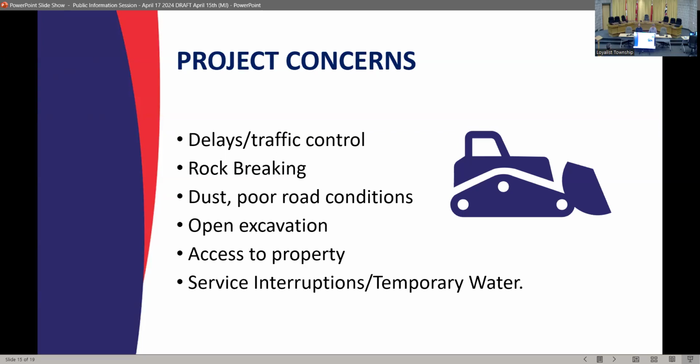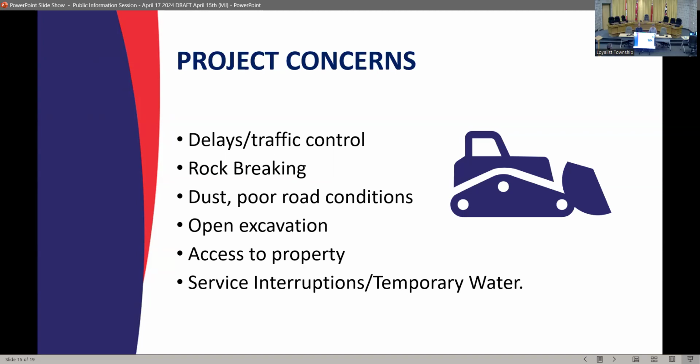Access to your property. So the contractor is required to maintain access to all driveways. However, there are some circumstances where perhaps for one night you might be asked to just park on the side of the road. If this is to happen, the contractor will make sure they coordinate it with residents individually so they can make a plan. And if there's some sort of extraordinary circumstance or some type of need, then they'll obviously be able to accommodate.